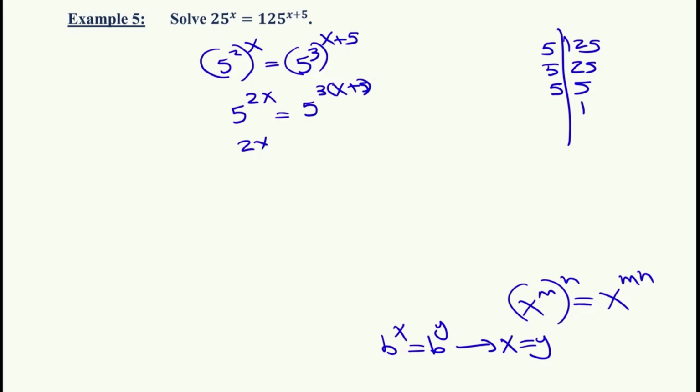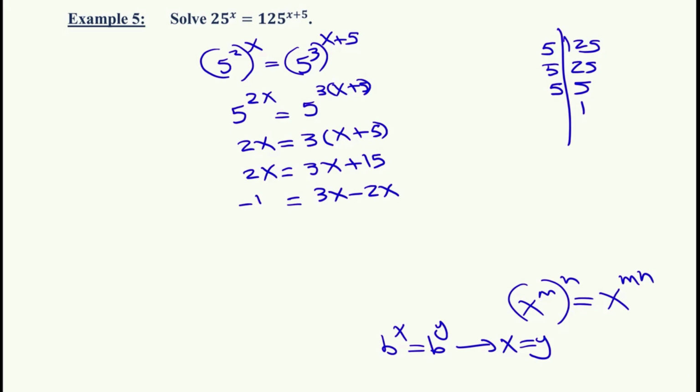So now we can say 2x equals 3 times x plus 5. So now we just have to solve that simple equation, which is linear. So we get 2x equals 3x plus 15. Let's go ahead and move the x's to the right side to get 3x minus 2x. We'll move 15 to the other side, it becomes negative 15, so we get x equals negative 15. And that is the number that's going to do the trick here.